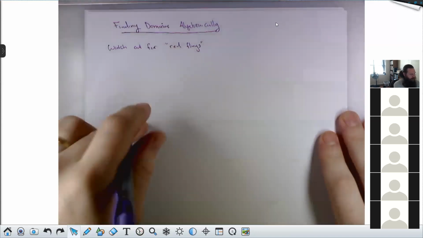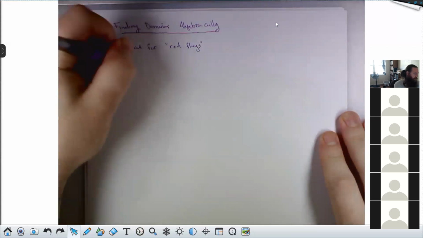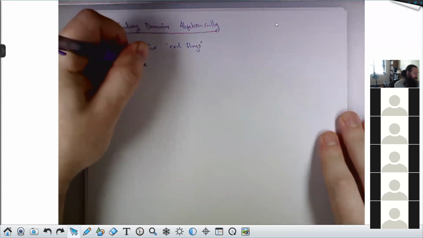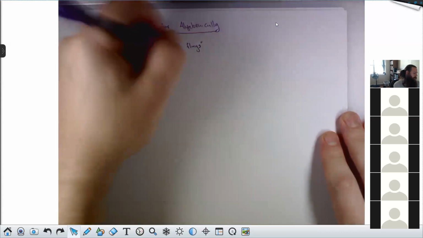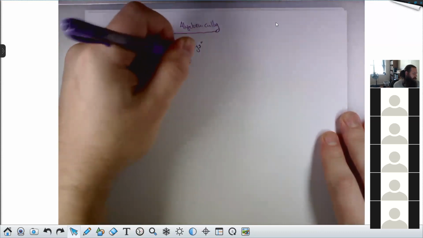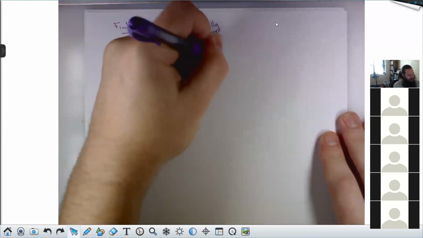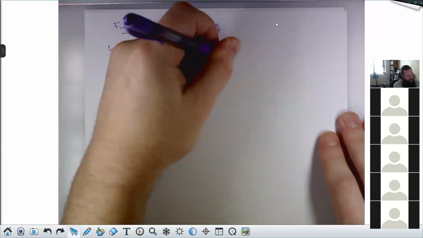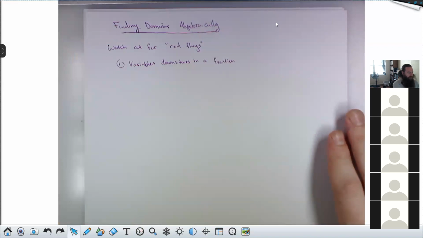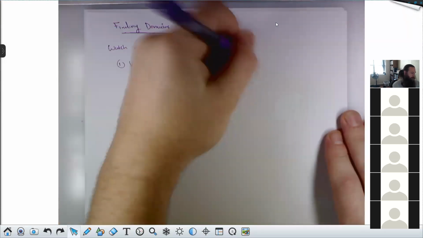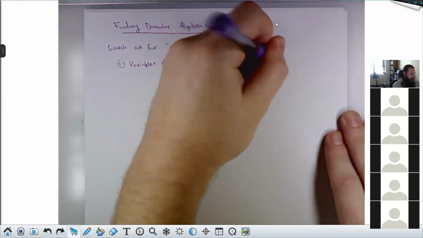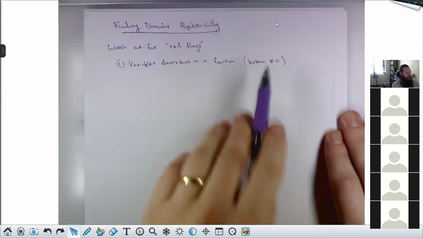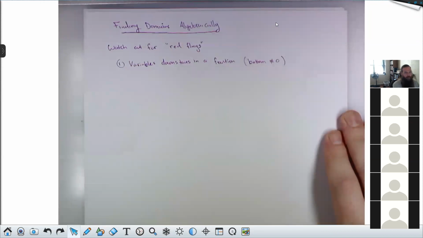So domain functions have red flags also. The big ones we need to look for here are any variables downstairs in a fraction. The thing you need to make sure of is the bottom of a fraction can't be 0. So any numbers that make the bottom of a fraction 0, we have to kick those out of the domain.